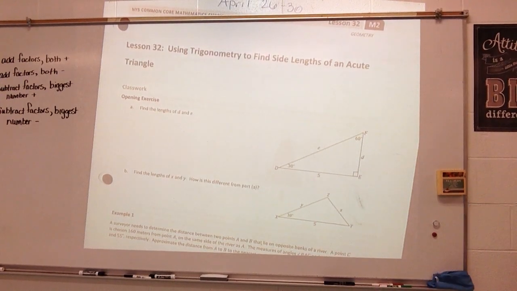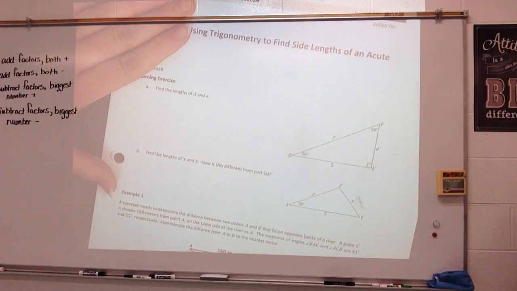Lesson 32, second lesson of the week, so make sure you have that out in front of you. We're going to use trigonometry to find side lengths of an acute triangle. The objective for today is to find missing side lengths of an acute triangle, given one side length and the measure of two angles, and to find the missing side lengths of an acute triangle given two side lengths and the measure of the included angle.